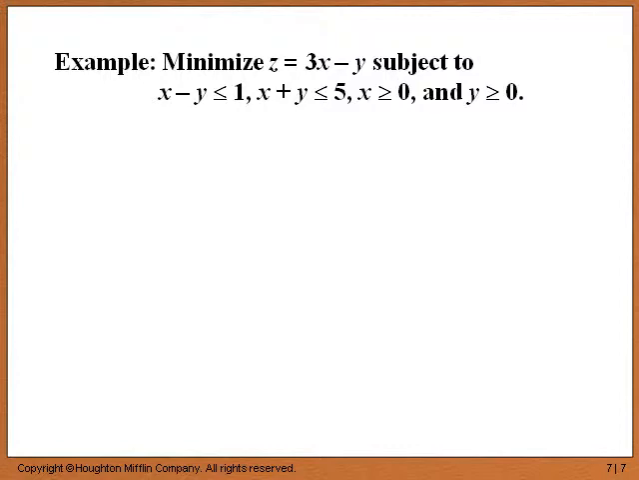And you, for practice, should pause the video and try to do this problem on your own. You're trying to minimize, so you want to find the smallest possible value of z. And that smallest possible value of z still has to satisfy the constraints. So pause the video, do this on your own, and resume when you have an answer.